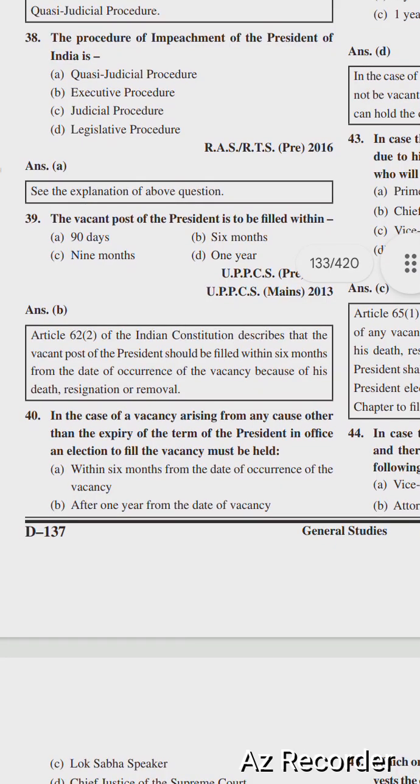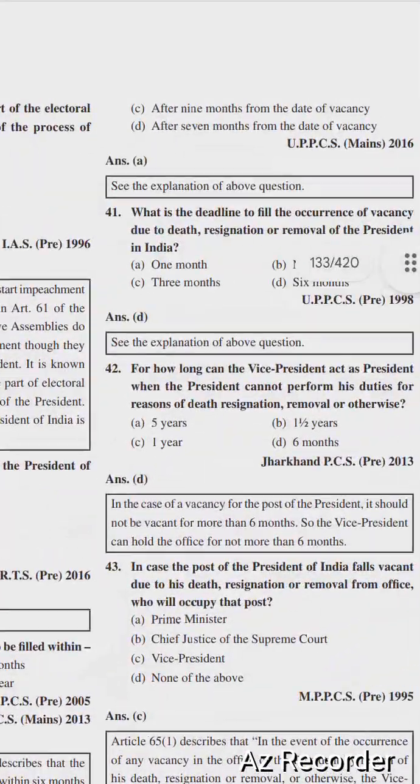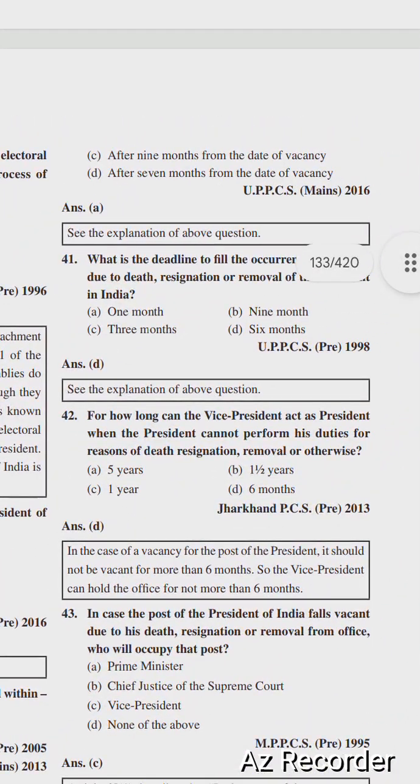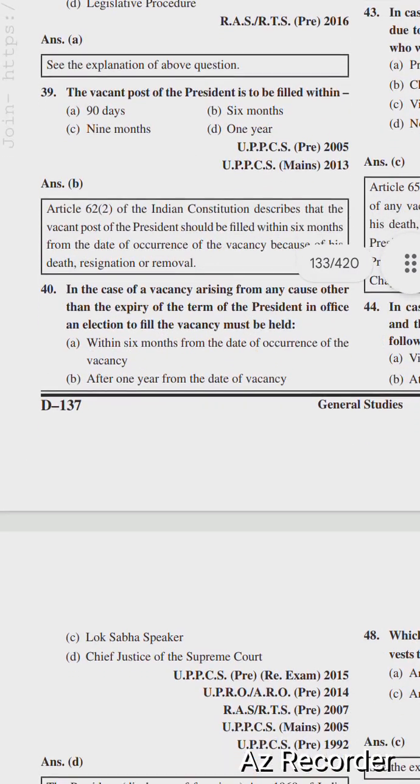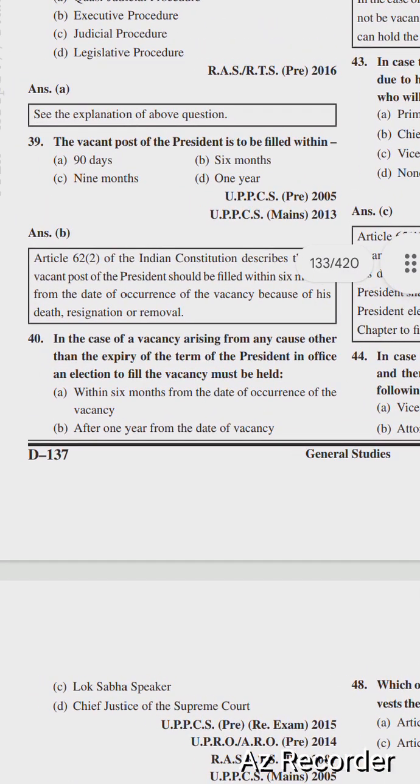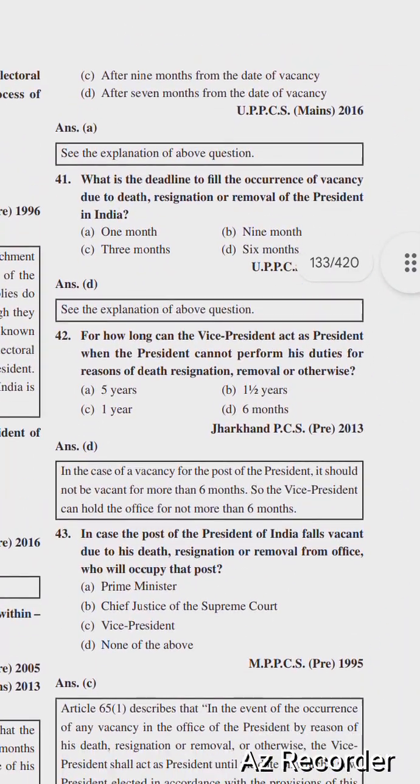So next question is, in the case of a vacancy arising from any cause other than the expiry of the term of the president in office, an election to fill the vacancy must be held. Options are within 6 months from the date of occurrence of the vacancy, after 1 year from the date of vacancy, after 9 months from the date of vacancy, after 7 months from the date of vacancy. Right option is option number A, within 6 months from the date of occurrence of vacancy.